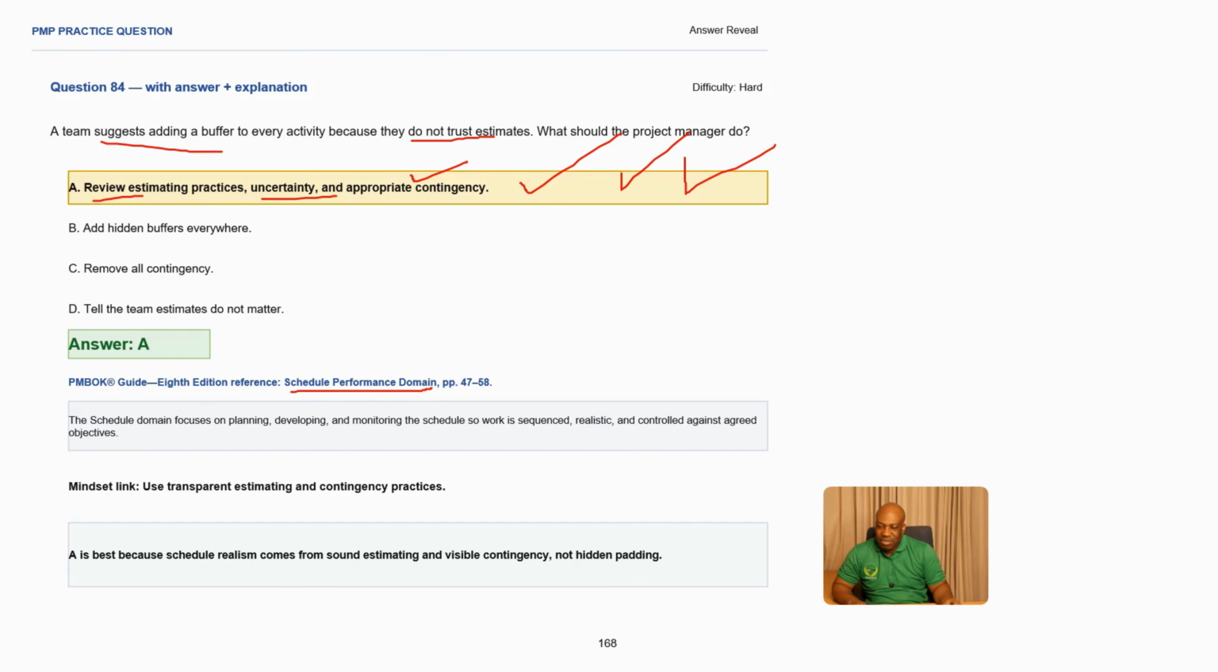And what is the best mindset to apply here? The best mindset is to use transparent estimation and also contingency practice. So this is the best mindset that can work in this particular scenario. Making A the best answer in this scenario because schedule realism comes from sound estimation and also visible contingencies, not hiding or even padding. Making A the best answer.